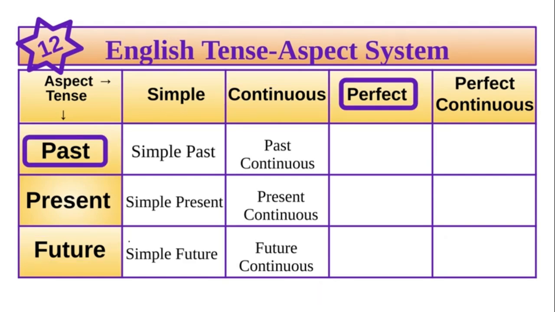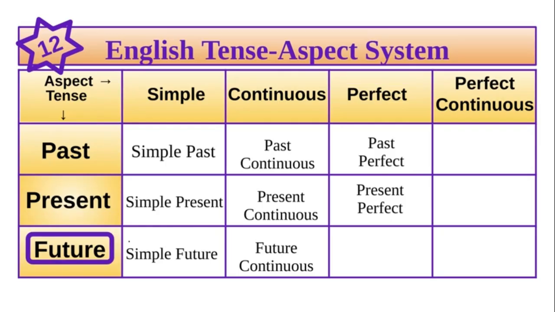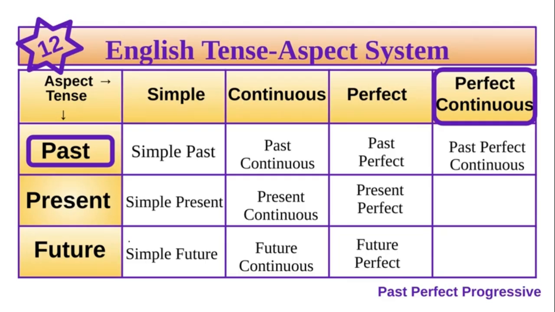Past perfect, present perfect, future perfect, and our last column, past perfect continuous, also called past perfect progressive. This column is going to be a mouthful when we get there, but hang on tight.